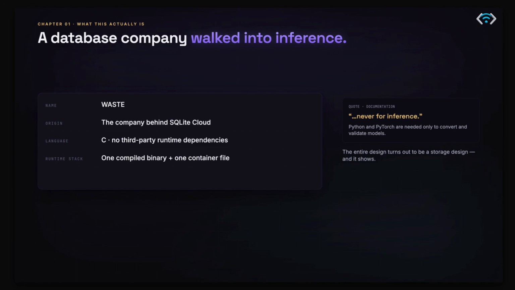It's written in C with no third-party runtime dependencies at all. Their documentation is explicit that Python and PyTorch are needed only to convert and validate models. Quote, "never for inference." You compile 1 binary, you point it at 1 container file, and that's the stack.